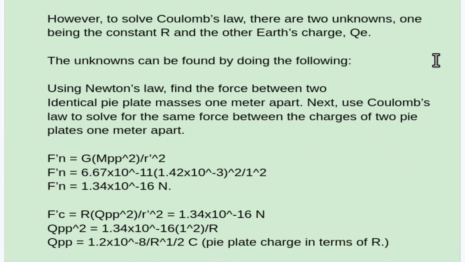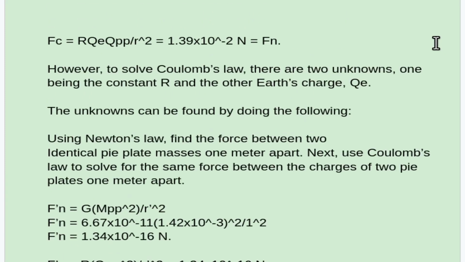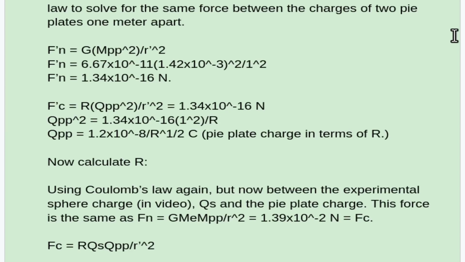However, to solve Coulomb's law, there are two unknowns, one being the constant R and the other Earth's charge. Using Newton's law, find the force between two identical pi plate masses, 1 meter apart. Next, use Coulomb's law to solve for the same force between the charges of the two pi plates 1 meter apart.